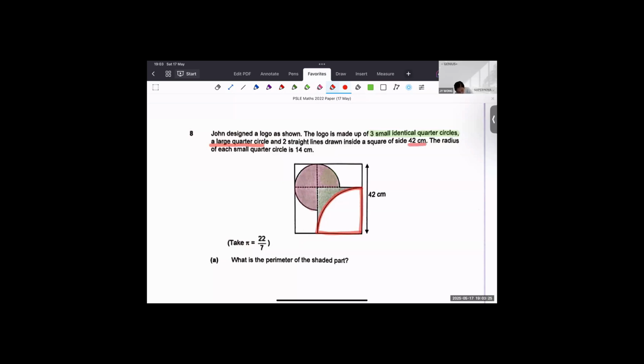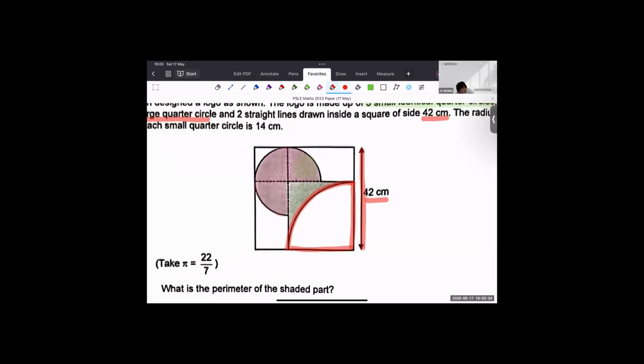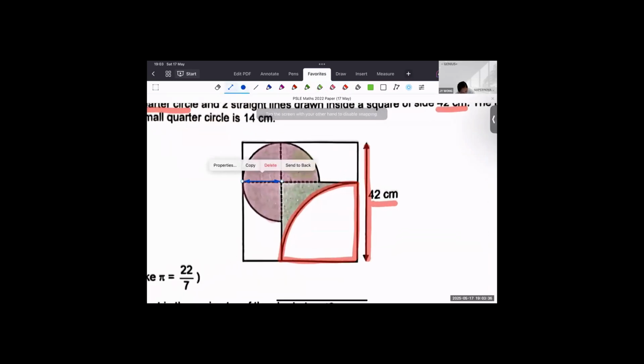They did tell you that the square is 42 cm long, and the radius of each small quarter circle is 14. So please have a habit: whatever is not written, go and write it. This is 14 cm. This is also 14.